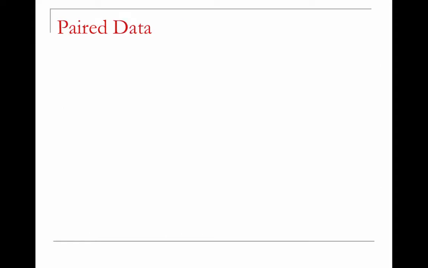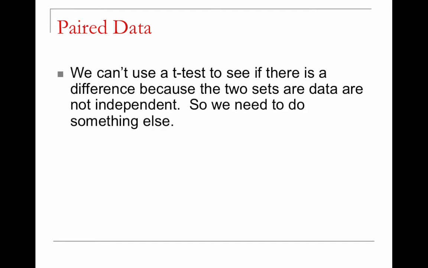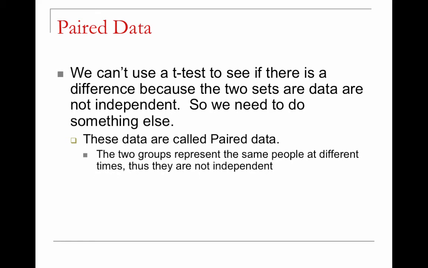We're dealing with paired data here because each year applies to the same person. So the issue here is that we can't use a t-test to see if there is a difference because the two sets of data are not independent. So we have to do something else. Again, these data are called paired data. That's when two groups represent the same people at different times. Thus, they're not independent because they are coming from the same person.